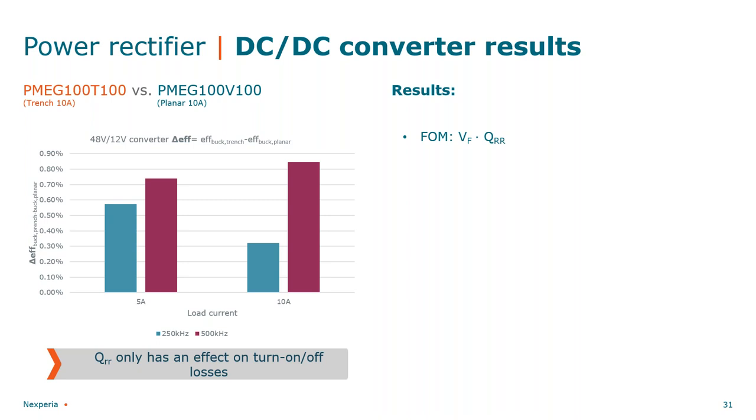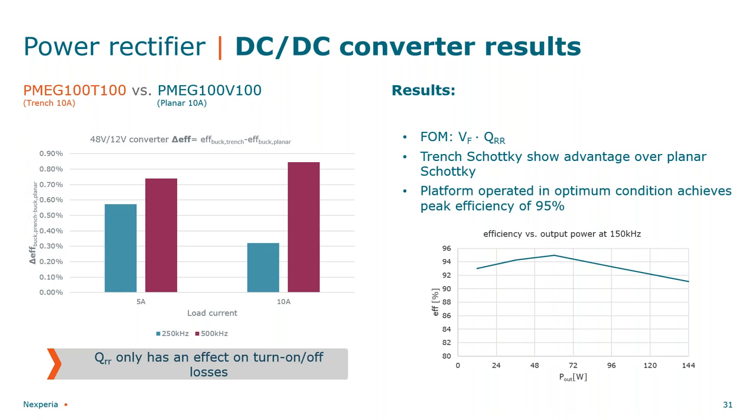So this shows that we always need to consider the figure of merit, forward voltage drop times reverse recovery. And it also indicates that we have already looked at a really optimized system, and we really tried to get the last 1% in efficiency by just changing the diode. So we did not touch the layout. We just chose the right diode technology and could get nearly up to 1% in efficiency. And this we get due to the fact that trench has an advantage over planar Schottkys. And if we operate the platform in optimum condition, then we can see that with a 10 ampere trench device, we can reach up to 95% in efficiency.